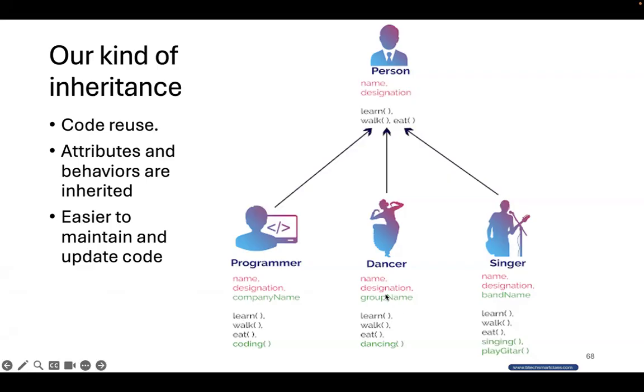For a dancer, maybe a dancer is part of a group and they can do dancing, but they can also do all of the person things. Like a programmer can learn, can walk, can eat. A dancer can also do those things, but also dances. And similarly, a singer can do all the things that a person can do, but also can sing and can play guitar. And so that's where the inheritance part comes in: all of these three types of people are still persons. And so we take those attributes and things that a person can do and we inherit them.